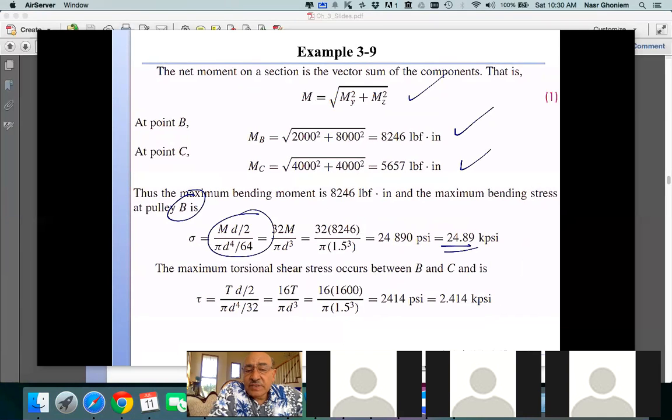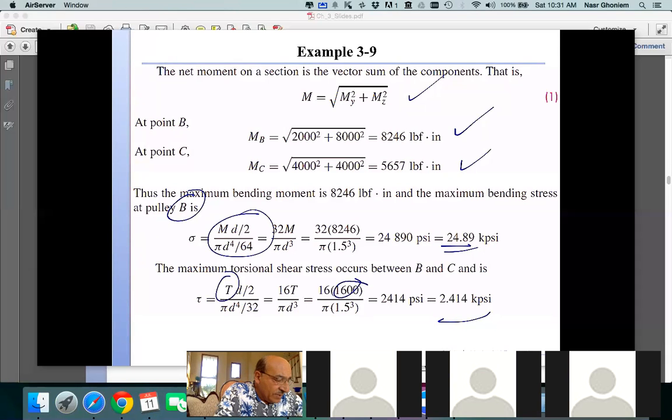Then, to complete this analysis, we look at the torsional shear stress, which is T times C over J. And the T is in between, 1600 is the T. And then we just work it out. We find 2.414. And then we can use these two values in a Mohr circle, or we can use them in failure assessment as we wish in the future. So that's the second one.